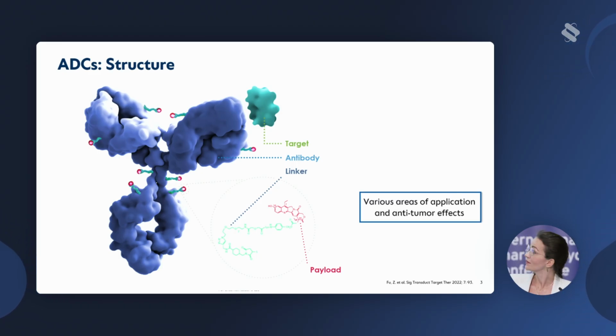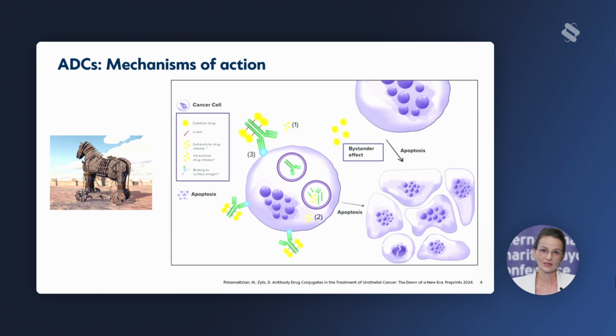You have already been shown the structure of ADCs, so I'm going to skip that. We know that the mode of action is basically mimicking a Trojan horse method. So we're using the monoclonal antibody to deliver high doses of chemotherapy directly to the tumor cell and also to the tumor microenvironment, making it a perfect treatment.